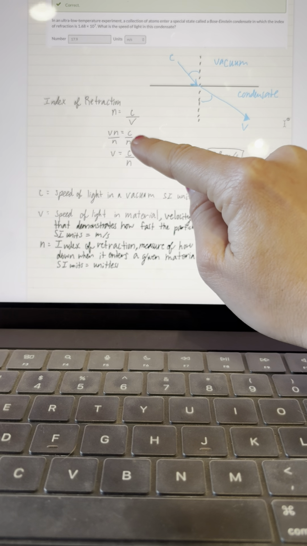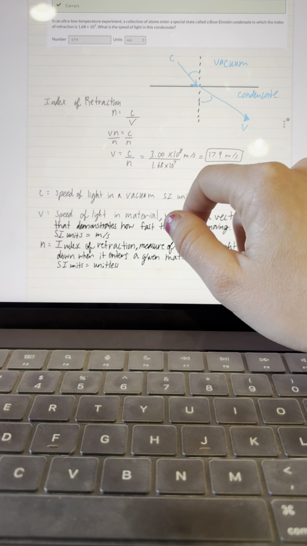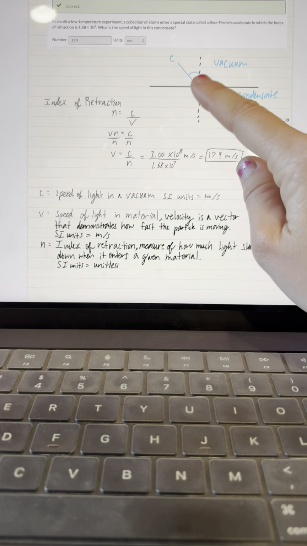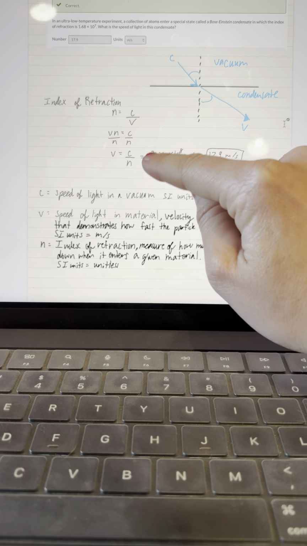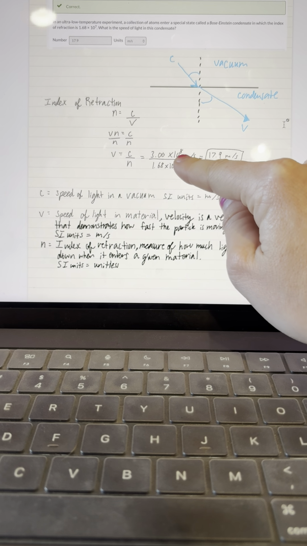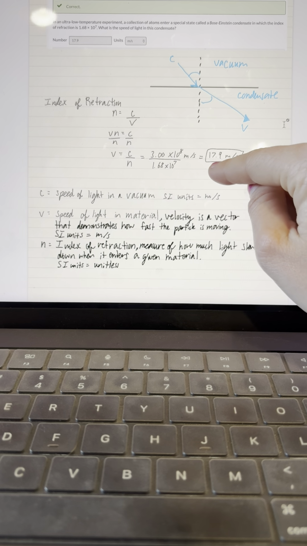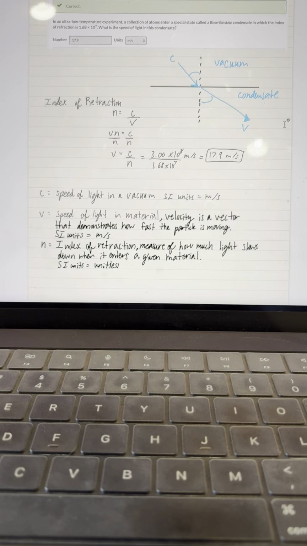So I get v equals c over n, and so then I just plug in that equation, which would be 3.00 times 10 to the 8 meters per second divided by 1.68 times 10 to the 7, and it's unitless, so this equals 17.9 meters per second, and that's what I got up here also. So that's how fast this is going once it reaches the condensate.